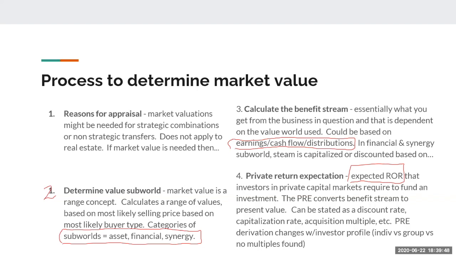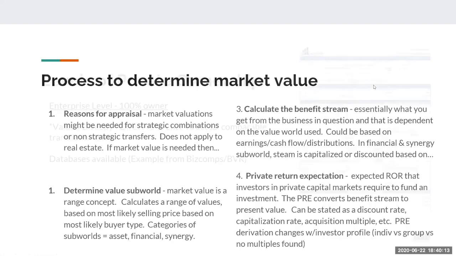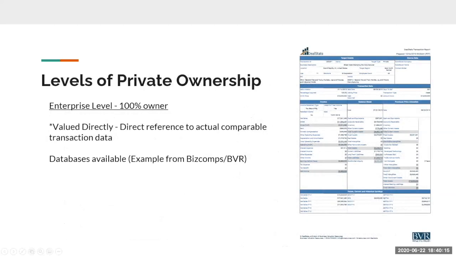This will also, the way it's calculated and derived, does change depending on the investor profile or the acquirer. If it's an individual or a group, or there are no multiples found, then there could be different methods for calculating the private return expectation. And with that, I will turn it over to Jeff to discuss levels of private ownership.